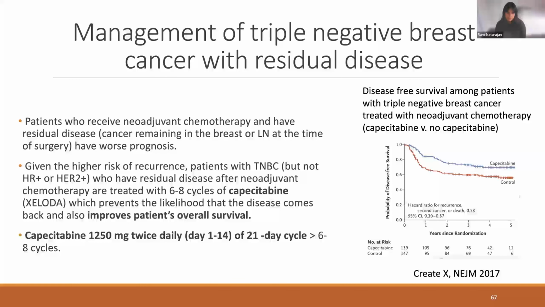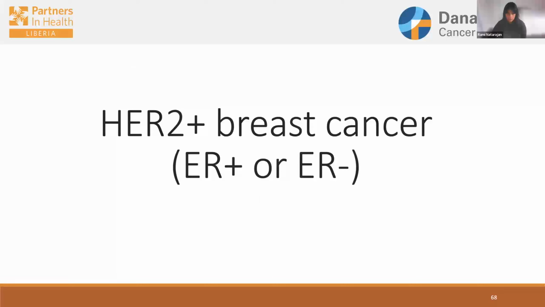And so again, this is 1250 milligrams twice daily of capecitabine for 14 days on of a 21-day cycle. And it's generally given for 6 to 8 cycles in the adjuvant setting, so just 6 to 8 cycles. And I'd say that this is a pretty hard to tolerate for patients. So I don't think all patients make it to 8 cycles. So that's just something to know that it's fairly rough.